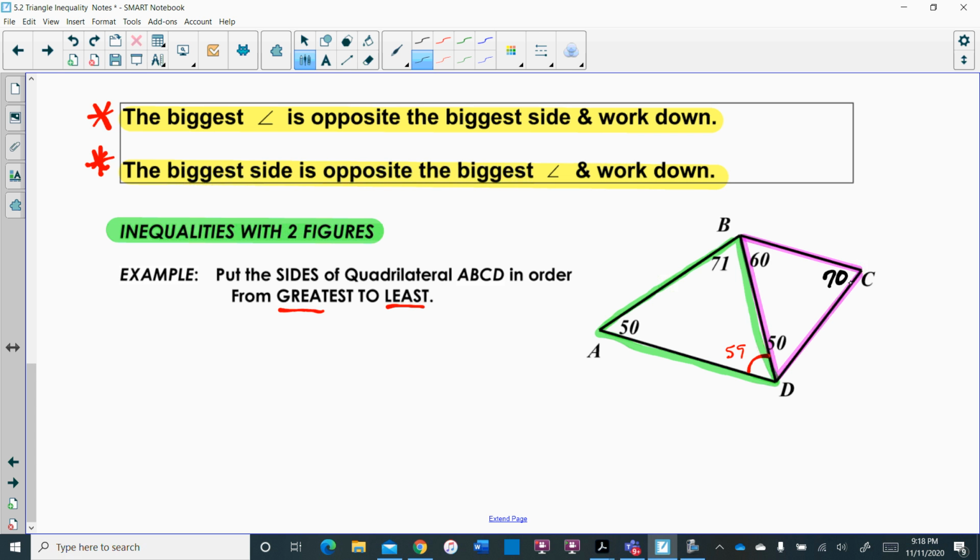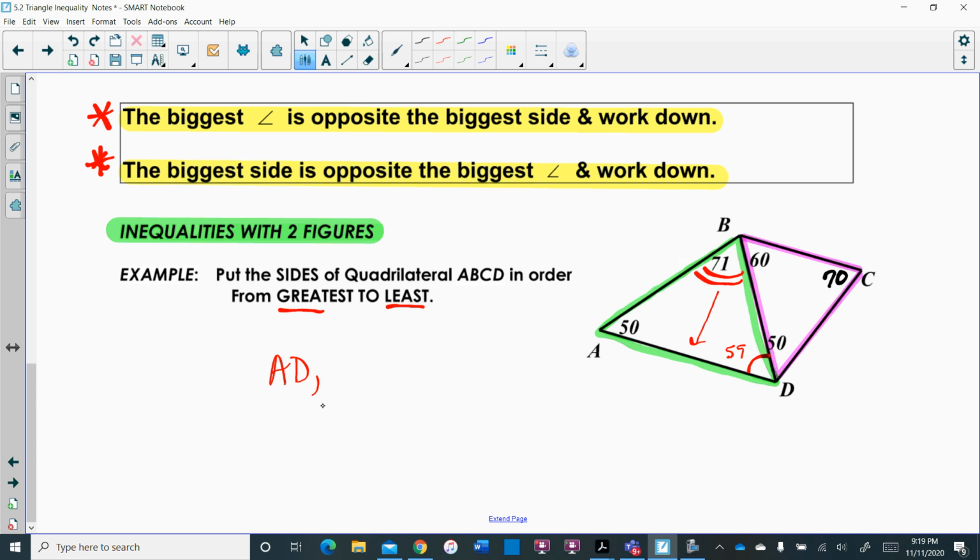Okay, all right. So the way we're going to do this is we want to find the largest angle to get to my largest side. And so my greatest angle is the 71 right here. And then all I have to do is look opposite to get to that side. So we're starting off with the side AD. That's the largest one.